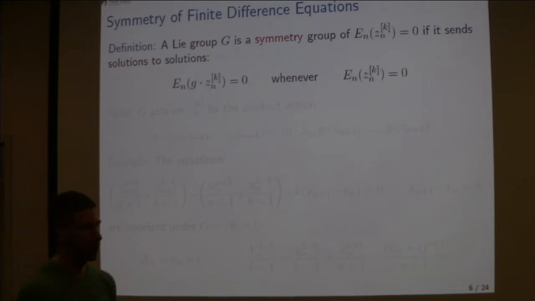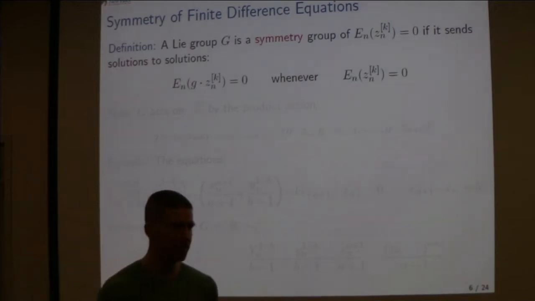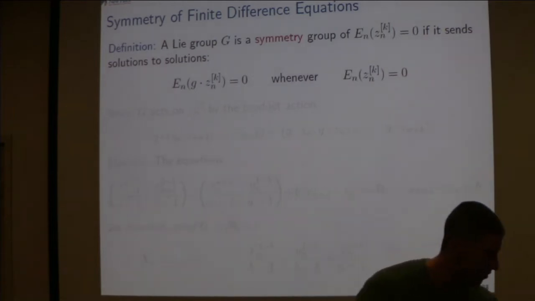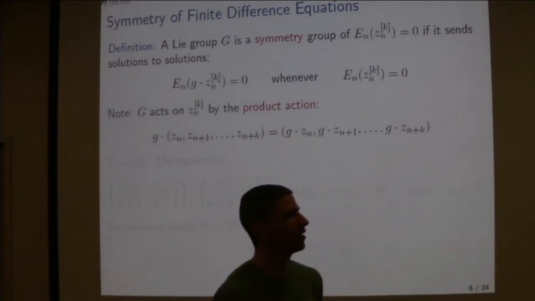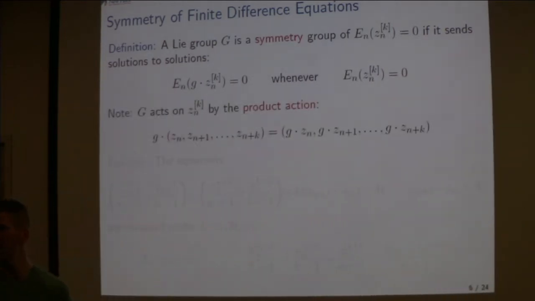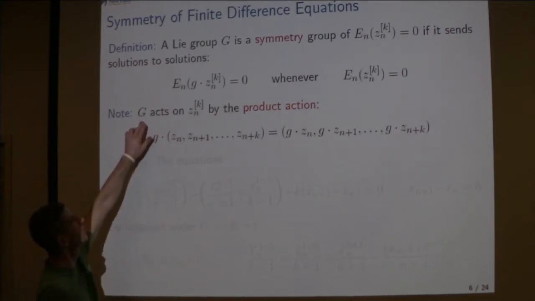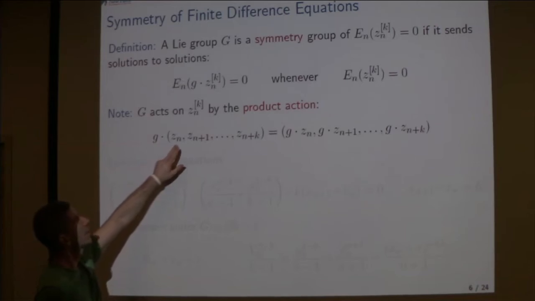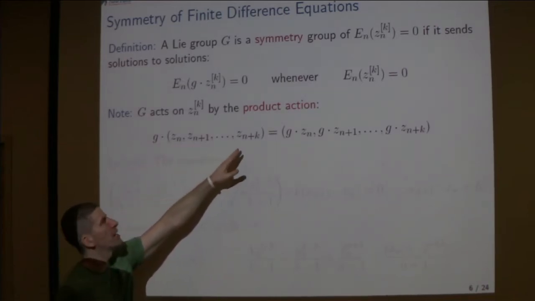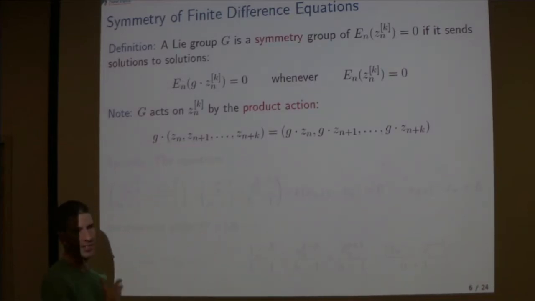And when I say act, what do I mean? How does the Lie group act on a finite difference equation? The answer is that it acts by the product action. If you give yourself an element g inside the group, then it can act on z_{n+1} up to z_{n+k}, and the action is given by the same action on each point.